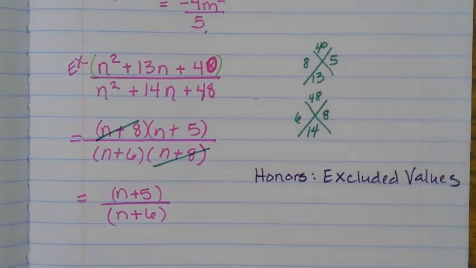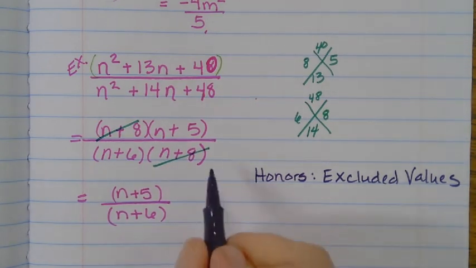So honors, besides just simplifying it, we're going to ask you what are the excluded values. And you guys kind of already dealt with this. This was the last honors thing that I was giving you. The restrictions. Yeah, so we couldn't have a negative square root. There are no square roots here. But we couldn't have a 0 in the denominator, right? Because dividing by 0 is undefined.